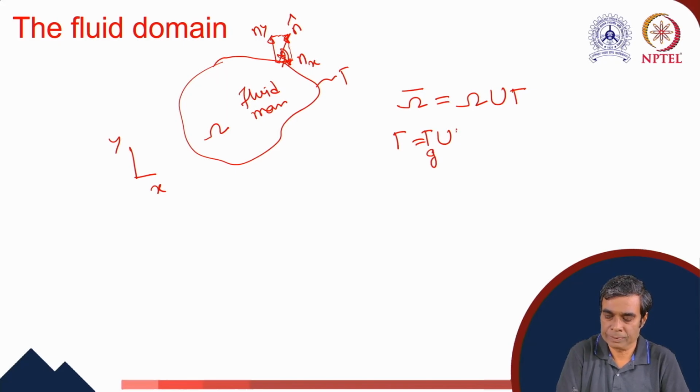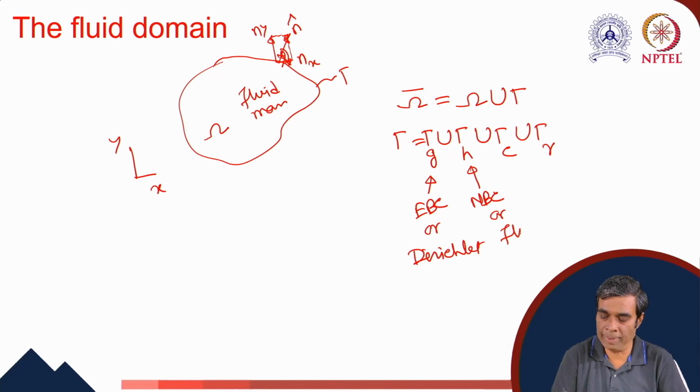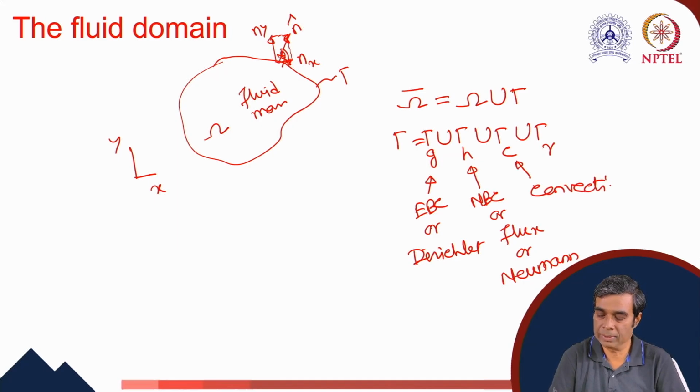Okay, so the boundary gamma is a union of gamma Dirichlet, gamma Neumann or gamma natural, gamma convective, and gamma radiative. Gamma G is the portion of the boundary gamma where we have the essential boundary condition or Dirichlet boundary condition. Gamma H, in short NBC, is the natural boundary condition or Neumann or flux boundary condition. Gamma C is the convective boundary condition. And gamma R represents the portion which is exposed to the radiative boundary condition.